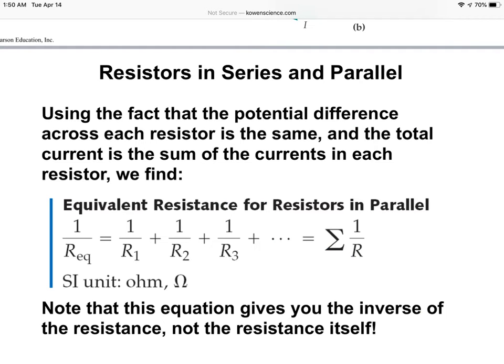When we solve resistors in parallel, we're using the fact that the potential difference across each of the resistors is the same, and the total current is the sum of the currents in each of the resistors. So the equivalent resistance for resistors in parallel is given right here, where 1 over our equivalent resistance equals 1 over R1 plus 1 over R2 plus 1 over R3. Our units will still be in ohms. Notice that this equation gives you an inverse of the resistance, not the resistance itself.